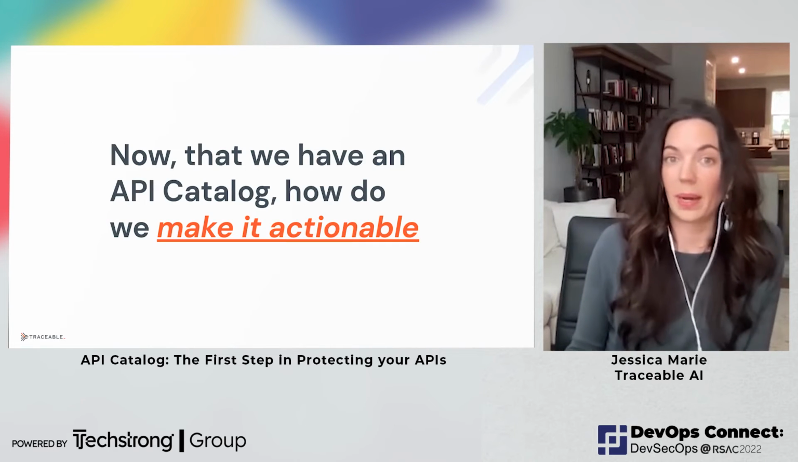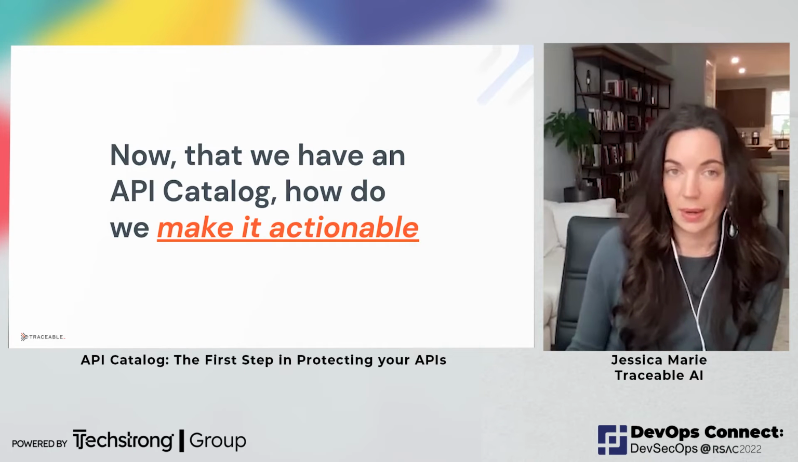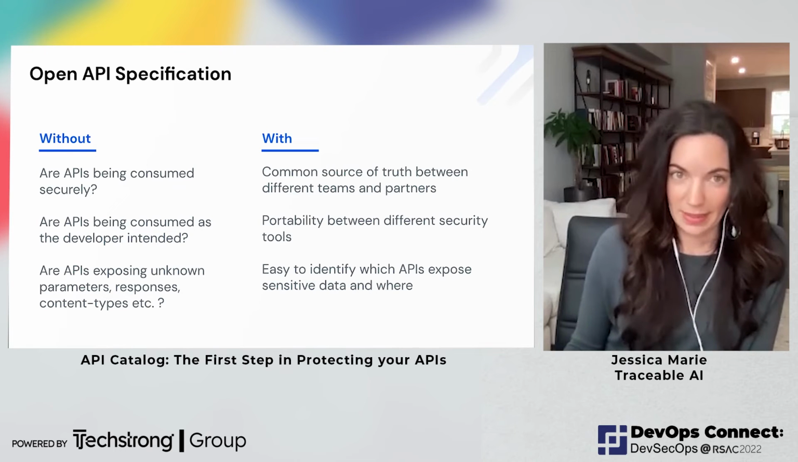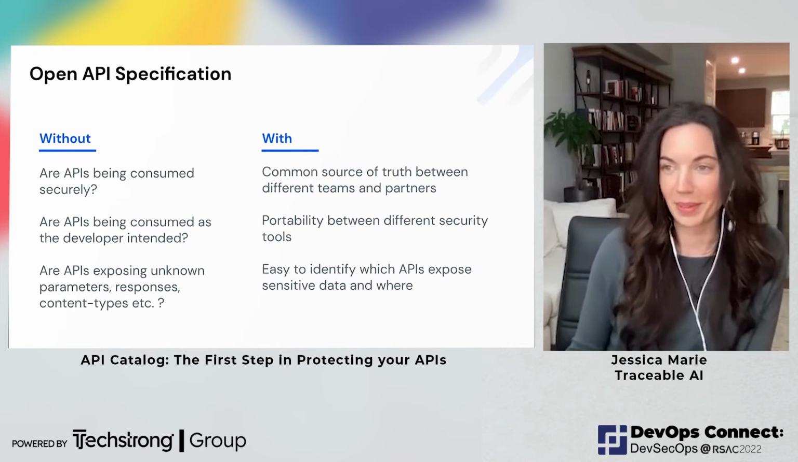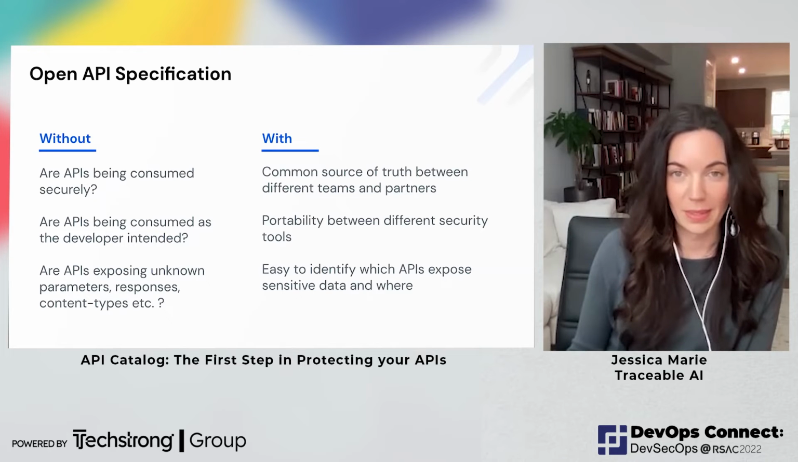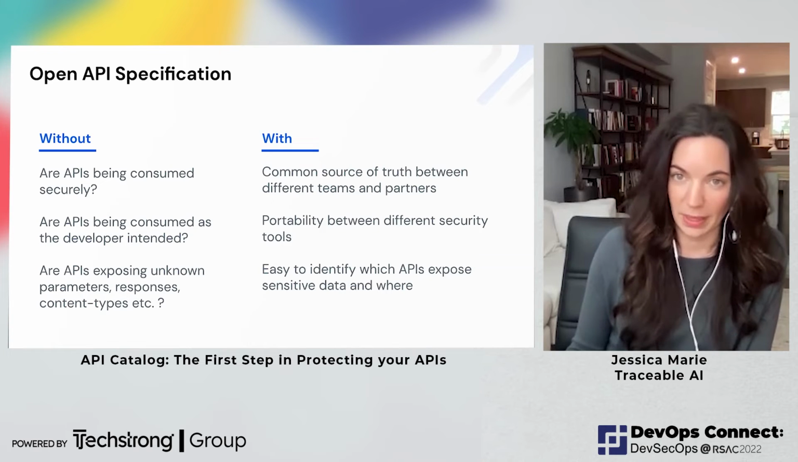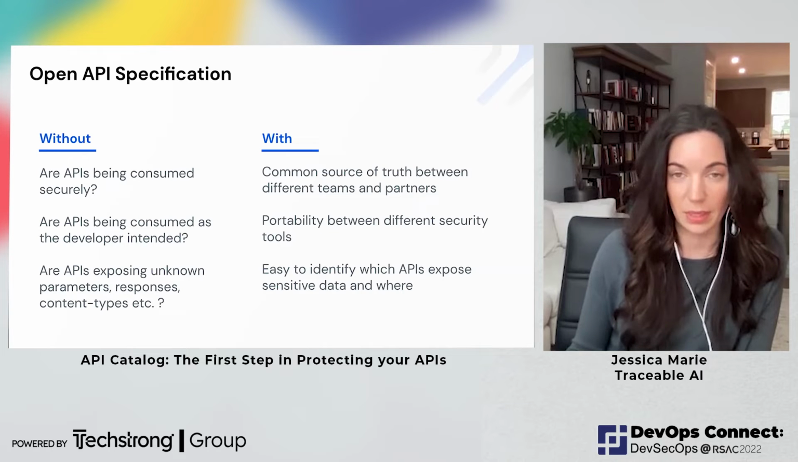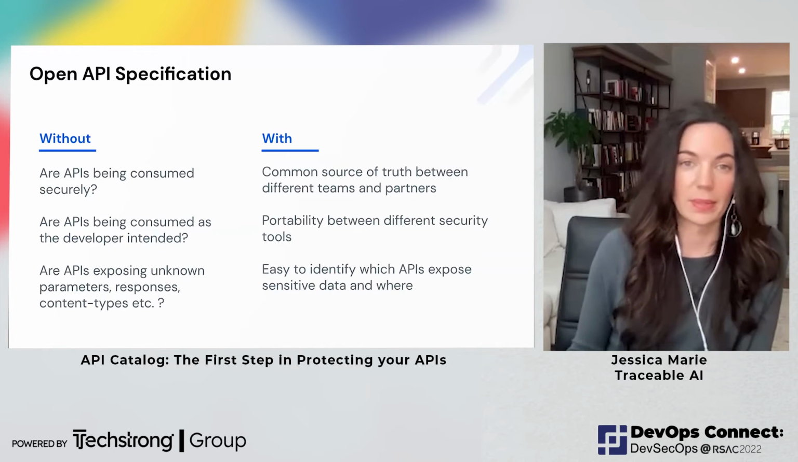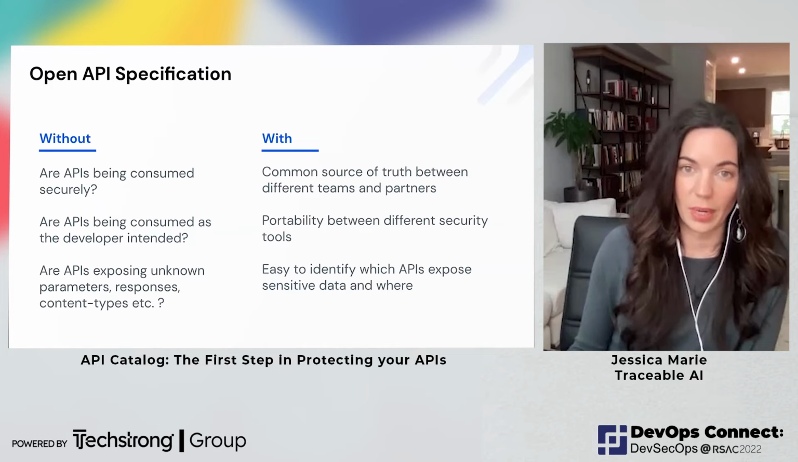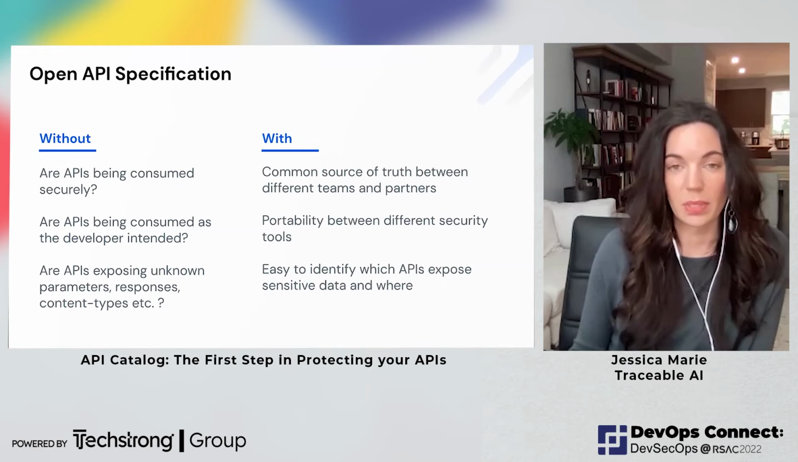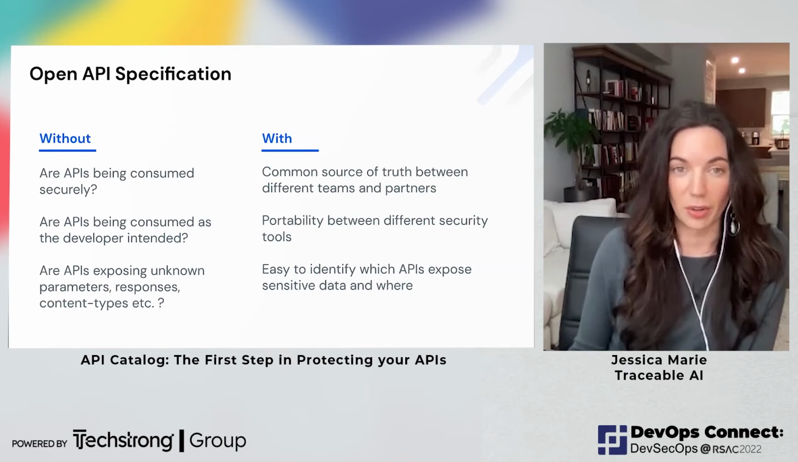So once we have an API catalog, let's talk about some ways to make it actionable. So open API specs. Having talked to literally hundreds of security teams, we've realized that one of the most useful tools is an open API spec. It's an open standard that lets producers and consumers of APIs communicate in the same language. And it also makes multiple API security related tools, this could be testing tools, documentation tools, just understand each other better.